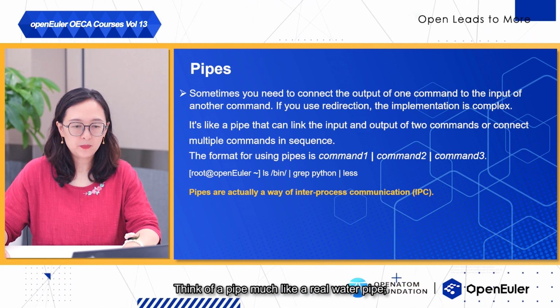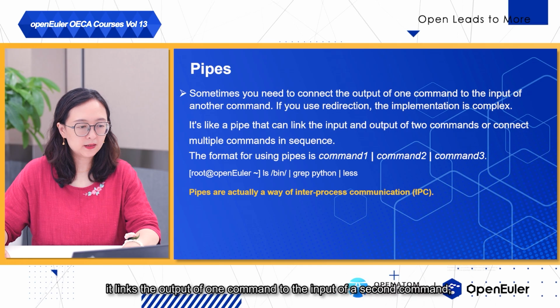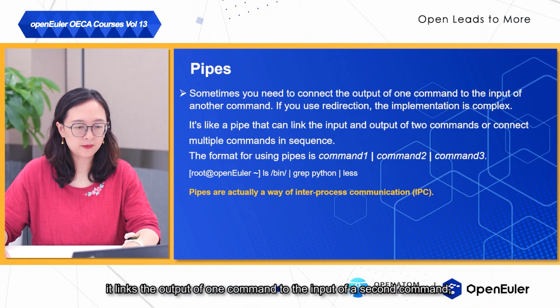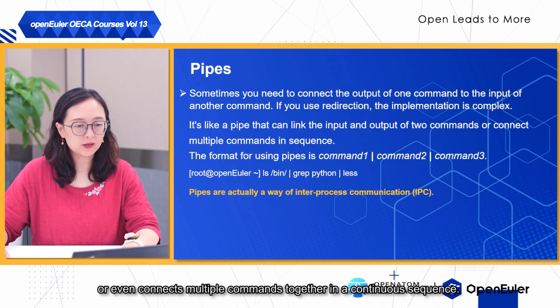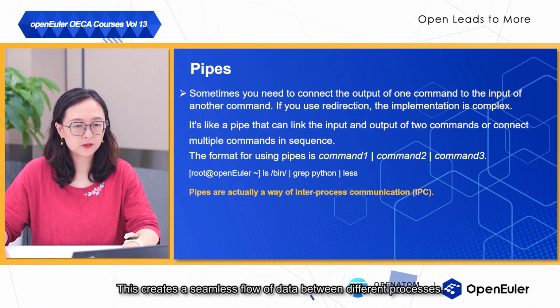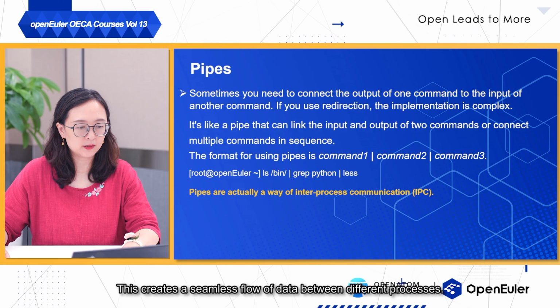Think of a pipe much like a real water pipe. It links the output of one command to the input of a second command, or even connects multiple commands together in a continuous sequence. This creates a seamless flow of data between different processes.